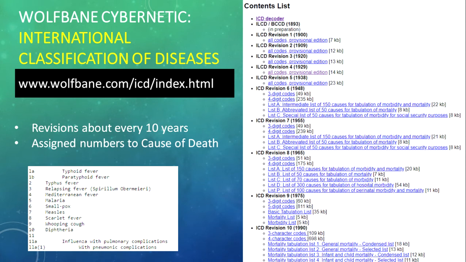The ICD is revised about every 10 years, and what they do is they assign numbers to a cause of death. So in the case of that typhus fever that we noticed, if they called it malignant fever or Irish fever or ship's fever, on the cause of death they all would have had the number 2 next to them. So anyone in whatever country was reading that would know that they were all talking about typhus, and it didn't matter what they called the actual disease.